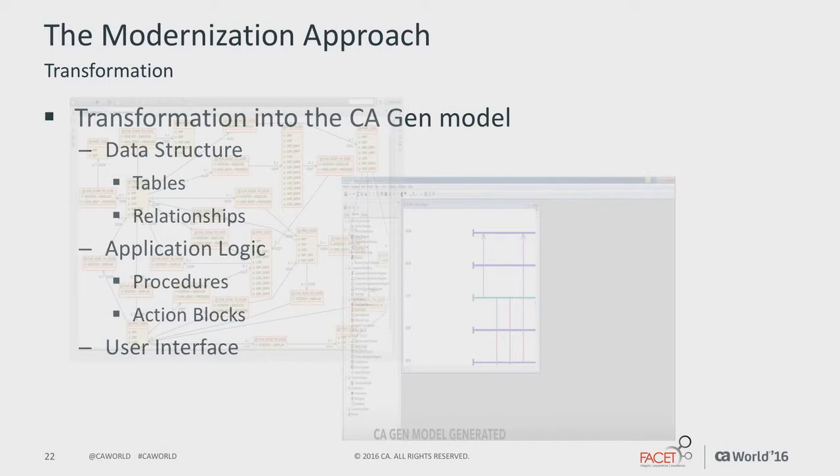Transformation itself basically builds you a CA GEN model, gives you your data structures, gives you your procedures, your action blocks, does your UIs. And the goal here is 100% consistency check-free CA GEN models, which you can then generate. They may not be structured the same, but the point there is that they are functionally equivalent, which is really what you want at the end of this process.